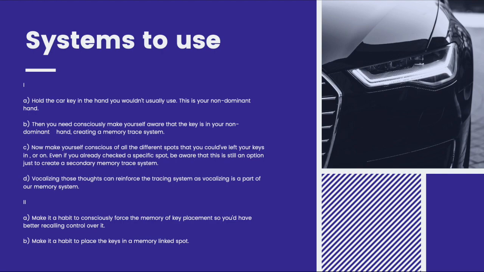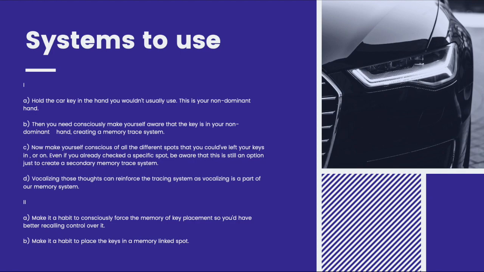First, hold the car key in the hand you wouldn't usually use, your non-dominant hand. If you write with your right hand, picture yourself holding the car keys with your left hand. Then make this kind of connection. You need to consciously make yourself aware that the key is in your non-dominant hand, creating a memory trace.